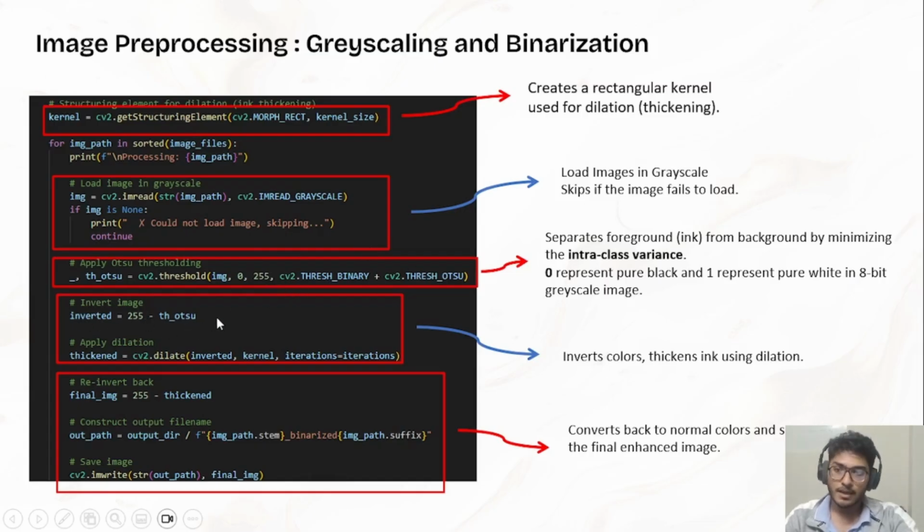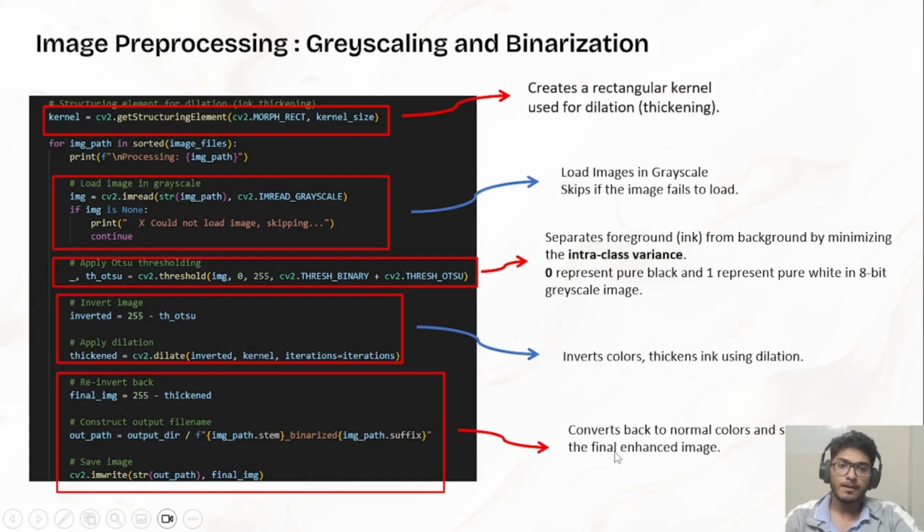Then we are converting images. We have created the threshold and we are creating the grayscale images. Then we are inverting the color because it helps in processing. So we invert the color, thicken the ink, and then re-invert the image, convert back to normal colors, and save the final image.